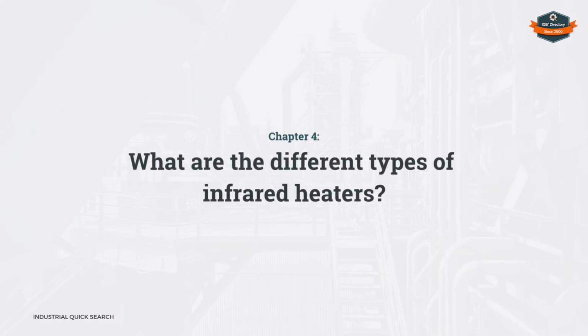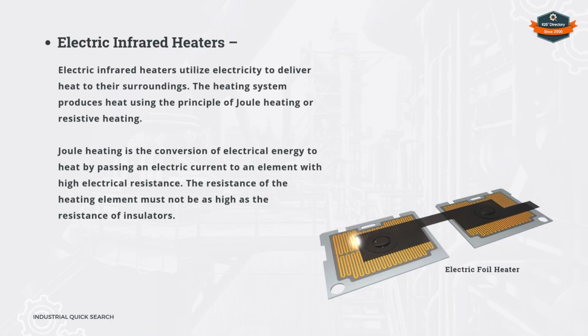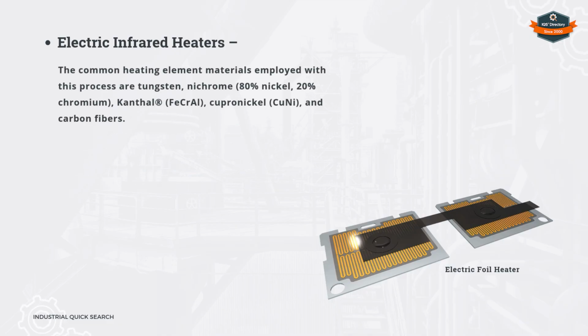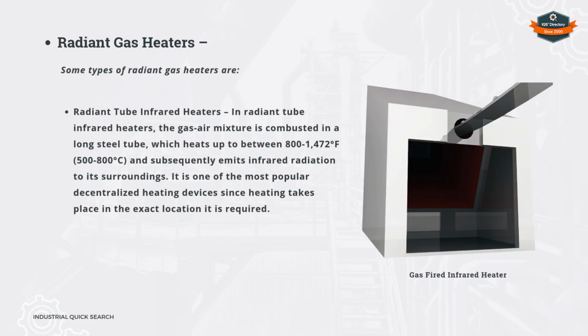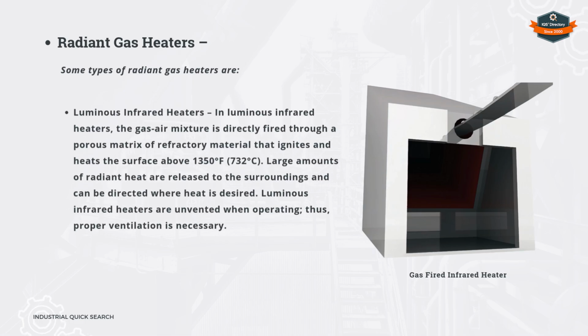Chapter 4. What are the different types of infrared heaters? Electric infrared heaters. Radiant gas heaters. Radiant tube infrared heaters. Luminous infrared heaters.